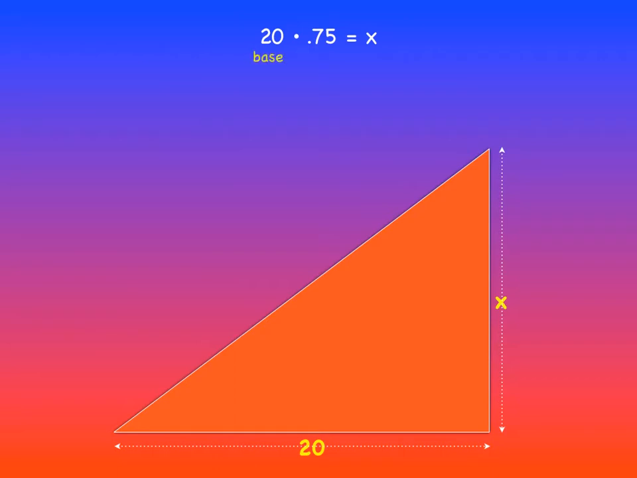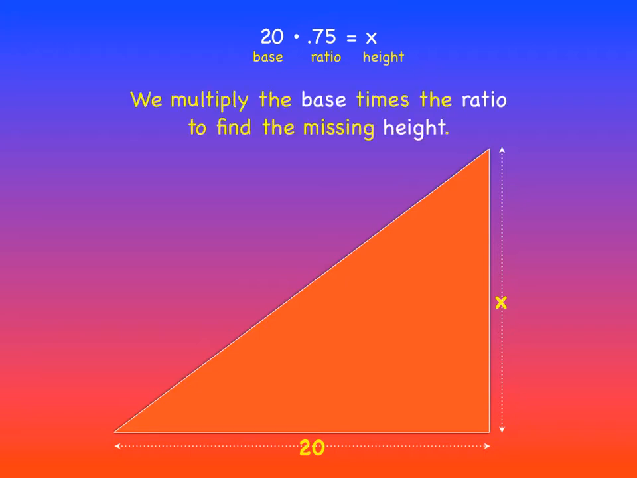20 is the measurement of the base. 75/100ths is the ratio. X is the height. We multiply the base times the ratio to find the missing height. Very convenient. Here we see the math. 20 is the base times the ratio gives us the height.